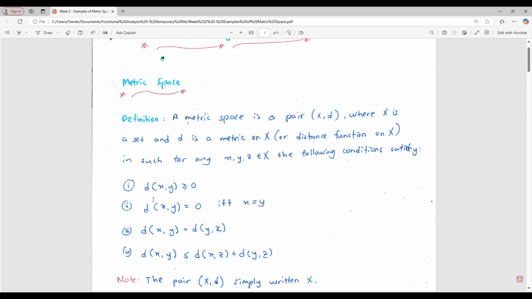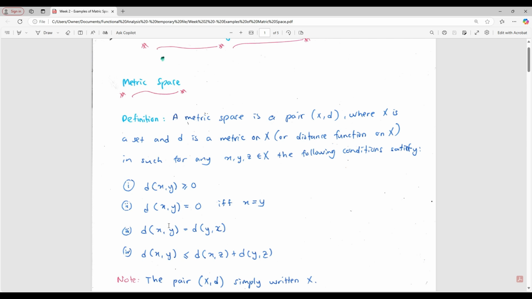The first property is that the metric on X and Y, for any elements X and Y in the set X, must be more than or equal to 0. The second property is that it has to be equal to 0 if and only if X is equal to Y. For this statement, you need to prove it both ways. First, you assume the metric of X and Y is equal to 0, then it implies X must be equal to Y. The other way around, you start with X equal to Y, then you need to show the distance between them, or the metric between them, must be equal to 0.